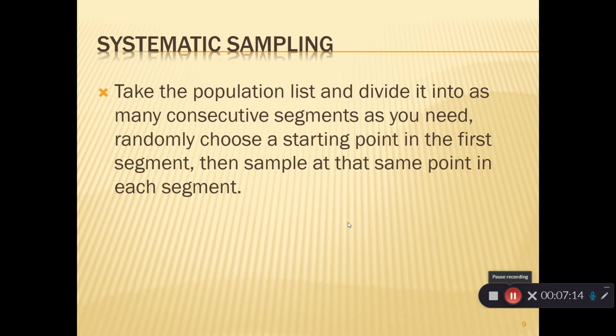Systematic sampling is where I sample in the same position across my sampling frame. So maybe I sample every 20th person on my list, or I ask every 5th customer that walks into the store. That would be systematic sampling.